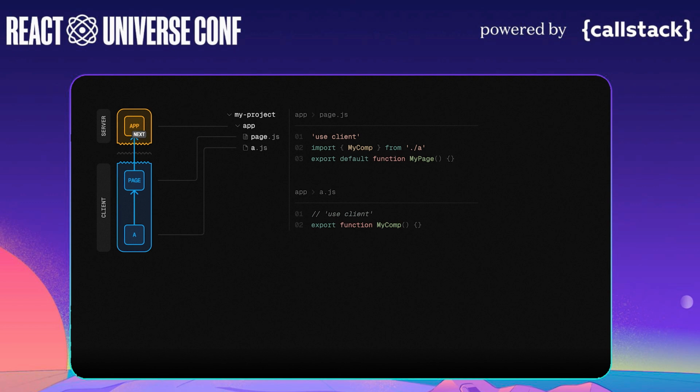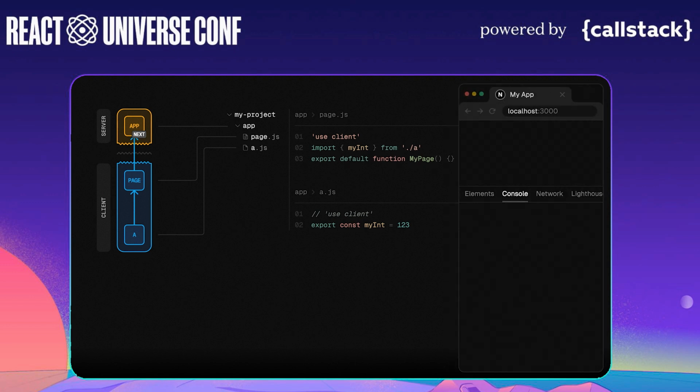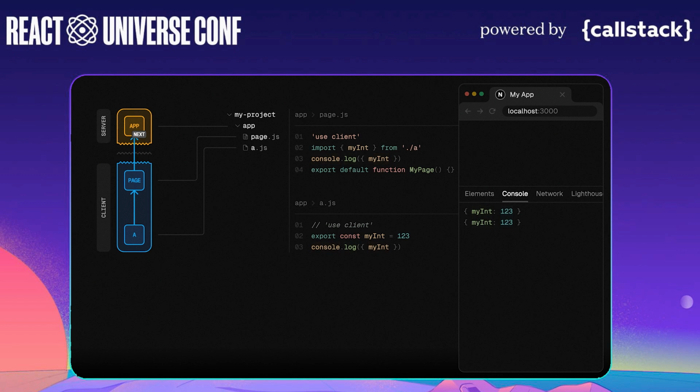Now, let's explore what happens when we import from a client module into a server module. We'll start by importing a simple numeric value from a.js into page.js. As a reminder, both files are currently client modules. So if we console log myInt in both modules, it logs the same value twice. This is expected since JavaScript is typically used in a single environment. But now let's change page.js to be a server module by moving use client down the tree. This means we're now importing from a client module into a server module.